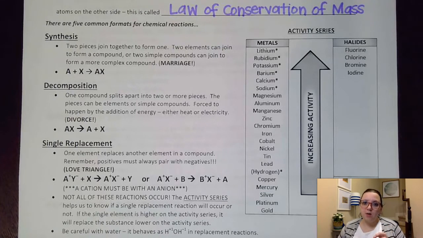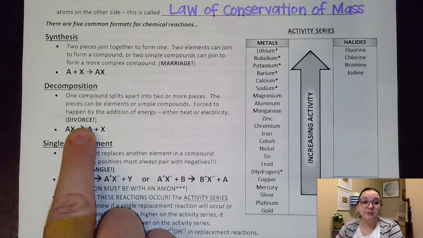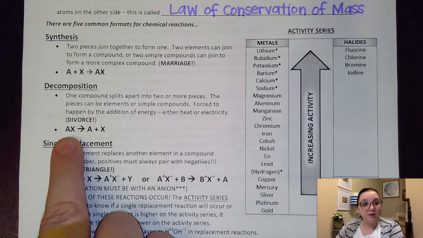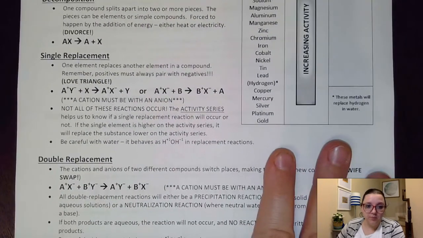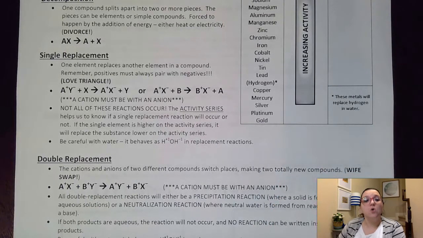Most chemical compounds would rather stay together than split apart. So we do have to typically force these processes to happen. All right, by the way, my nickname for this one is divorce because we would have our couple splitting apart into pieces. Now, single replacement is where one element replaces another element in a compound.